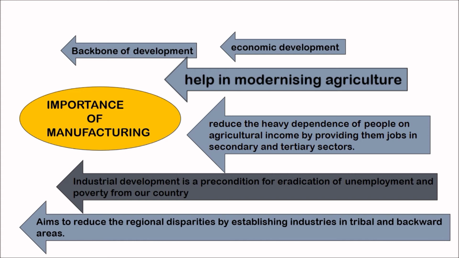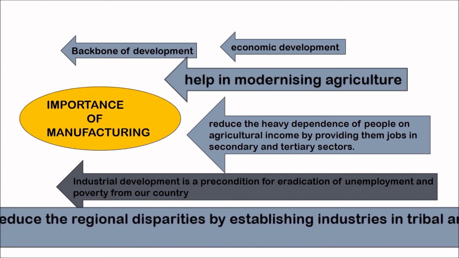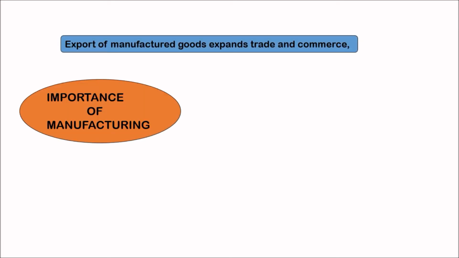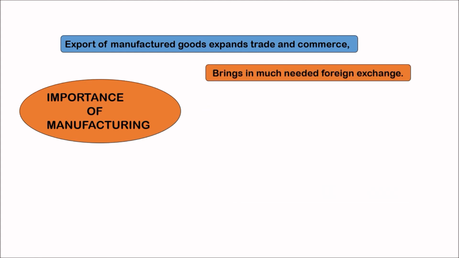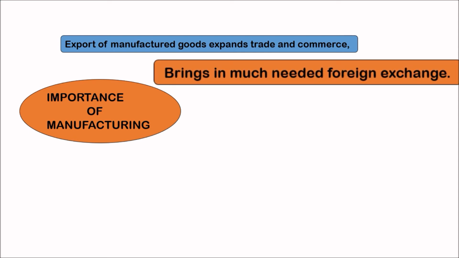We can also export the manufactured goods and expand the trade and commerce with the other countries. What we are producing in our country can be exported to the other countries to establish trade relations with those countries, and in return we attract the foreign exchange, which is very important for our country. We can also use those relations to establish and grow our trade and commerce relations.